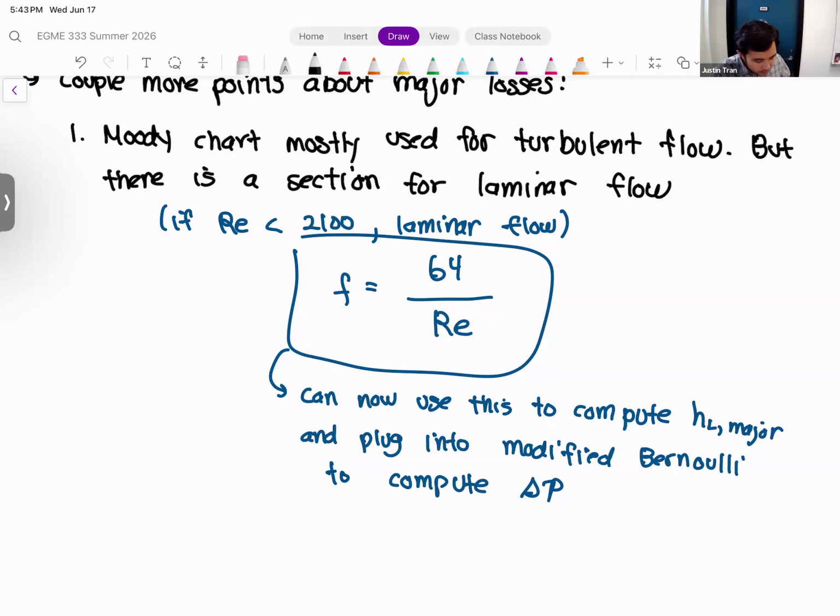Another thing that I want to mention here is that turbulence is not just a factor of the Reynolds number. It is possible to get turbulent flow with a low Reynolds number.